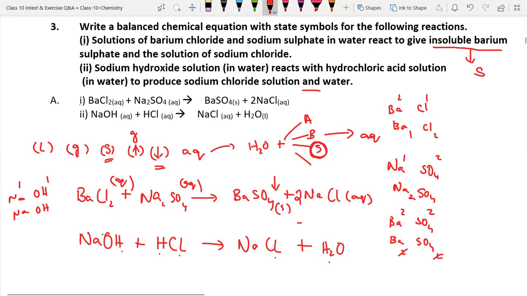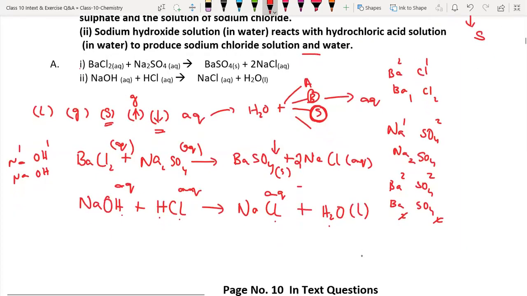Now sodium hydroxide is a base, you have to add that base in water, it will become AQ. So this is AQ. HCl, it is not concentrated, you are taking in water, so AQ. NaCl, that is salt which will be in powder state but you will get in liquid, so salt solution, it is AQ. Water, of course it is liquid, L. Like that you have to write it.